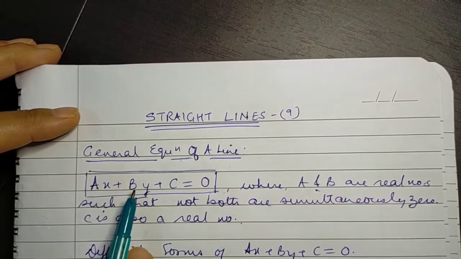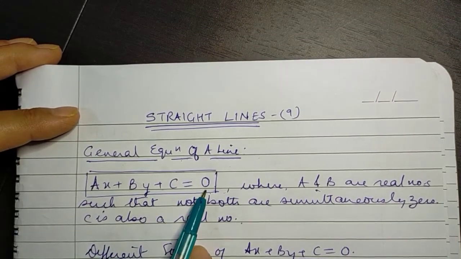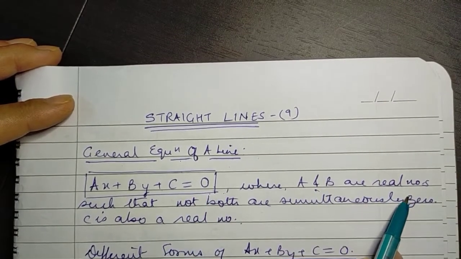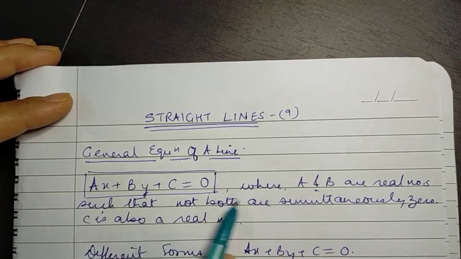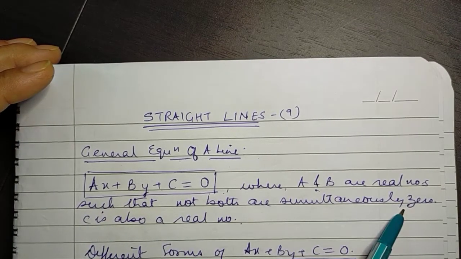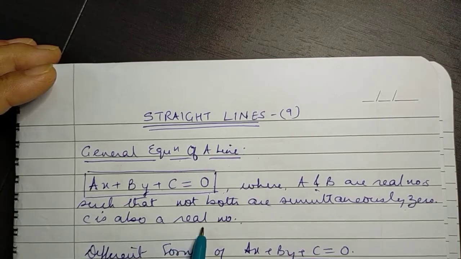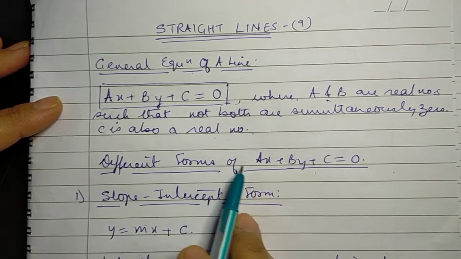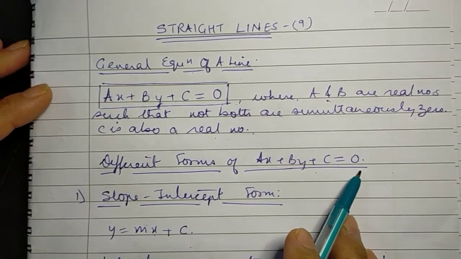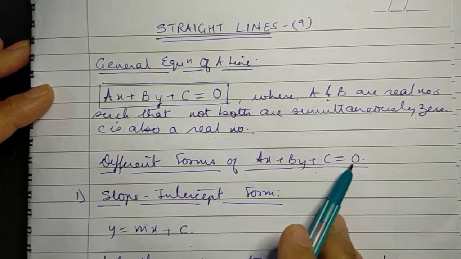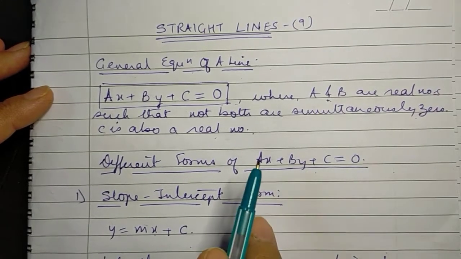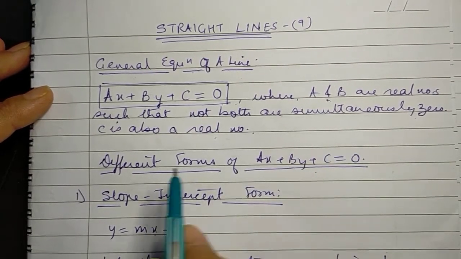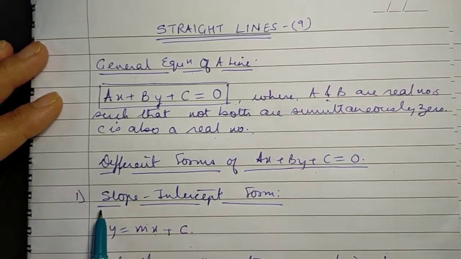That is, ax plus by plus c equal to 0 is the general equation of a line where a and b are real numbers such that not both are simultaneously 0. And c is also a real number. Now we'll take up different forms of ax plus by plus c equal to 0. That is, given any equation of a straight line in general form, we will try to convert it to the standard forms which we have done earlier.